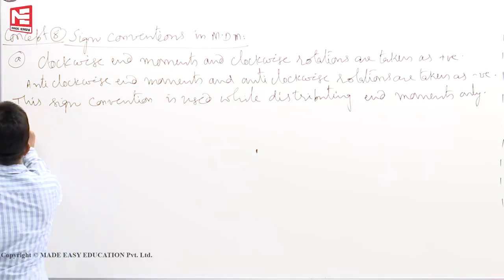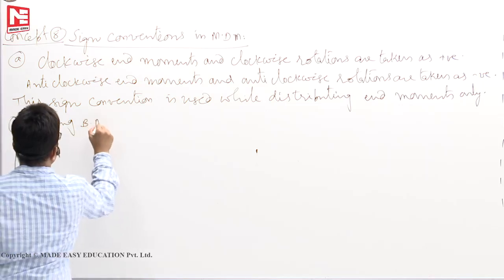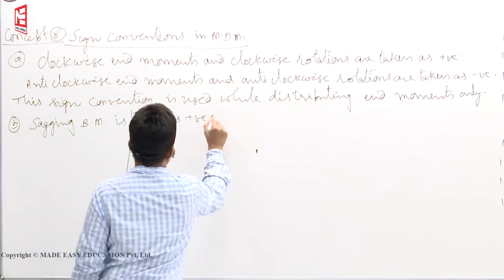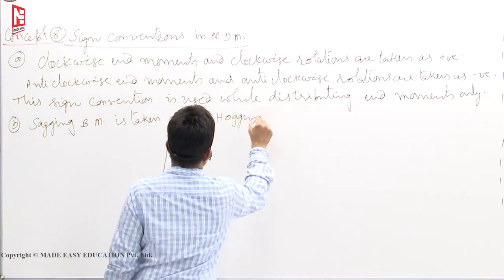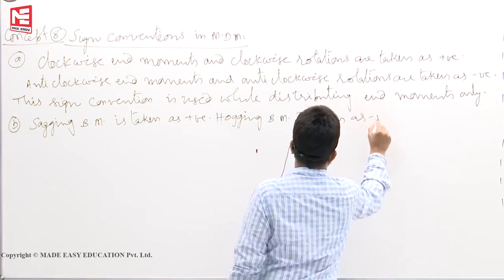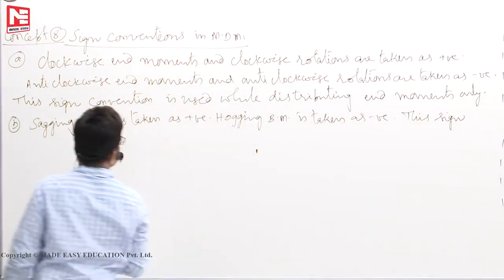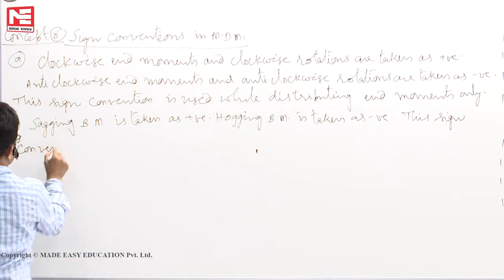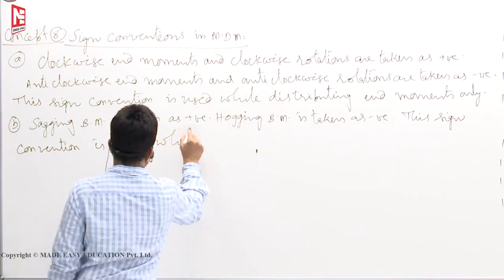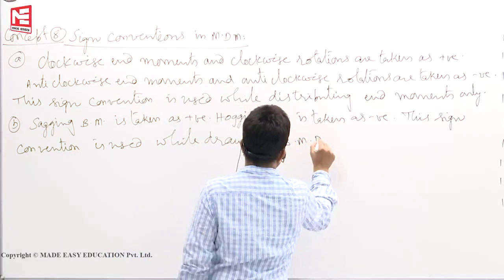Okay. Second point is sagging bending moment is taken as positive. Hogging bending moment is taken as negative. This sign convention is used while drawing bending moment diagrams only.